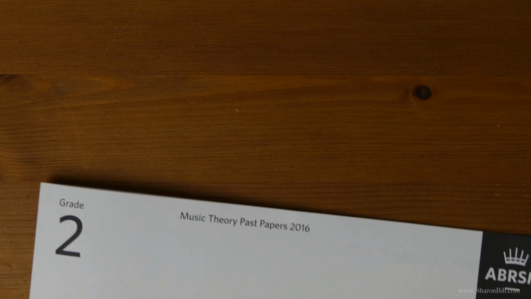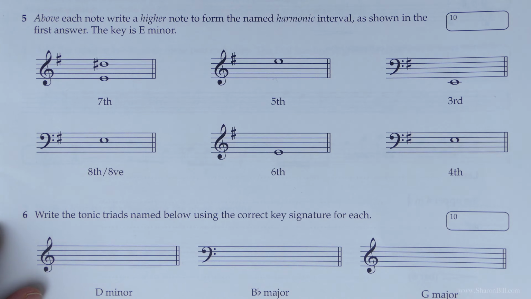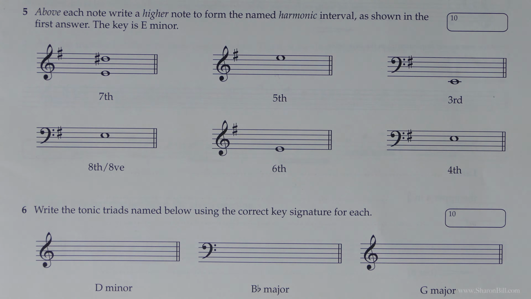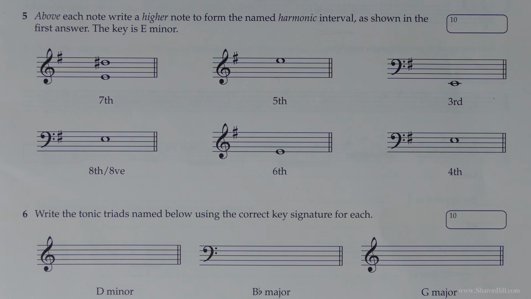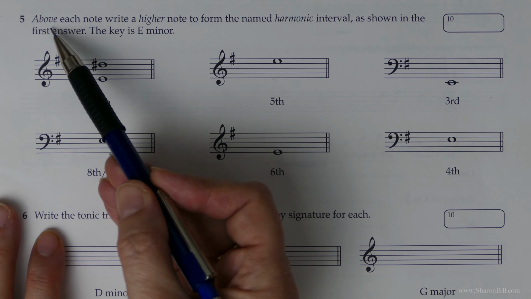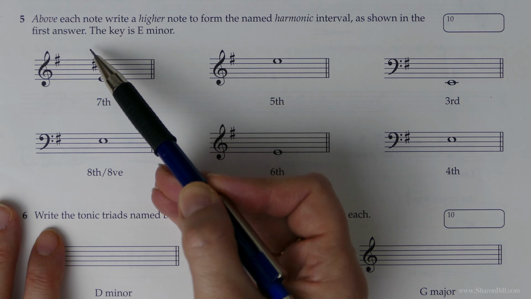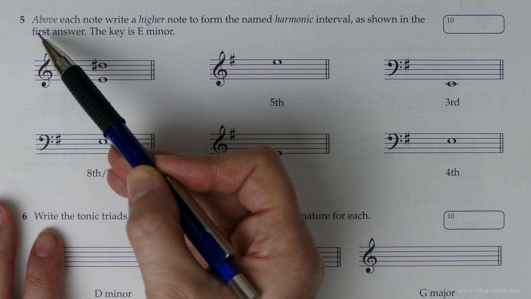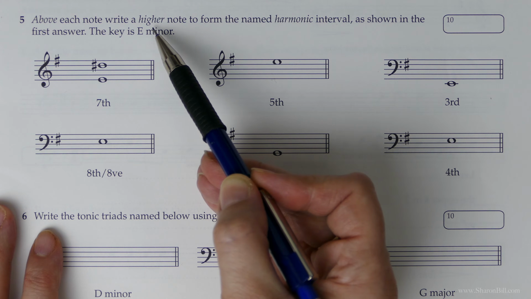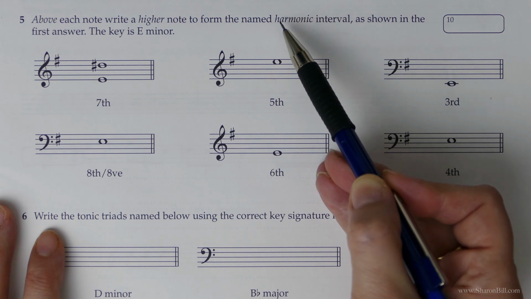And so now if you turn with me in your music past papers booklets, we're going to look at question 5. This is on page 3, paper A, and we're looking at the subject of intervals. So let's just read through the question. Above each note, so it's really important that you write above, otherwise the interval changes if you drop octaves. You need to write a note higher, so there we go, we've reiterated that. A note to form the named harmonic interval.